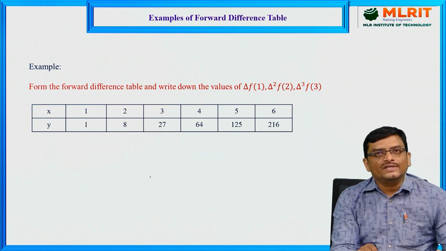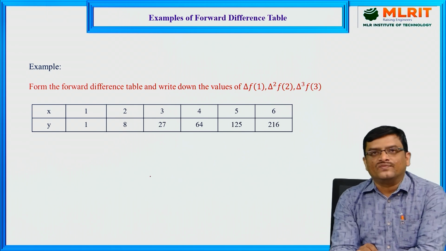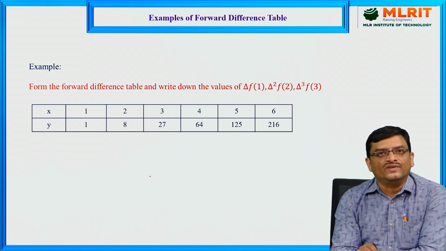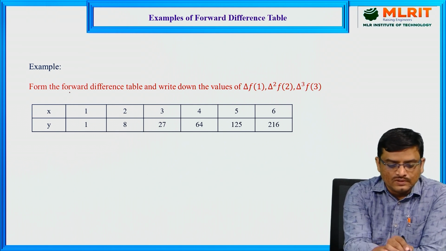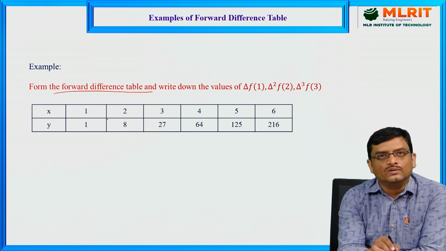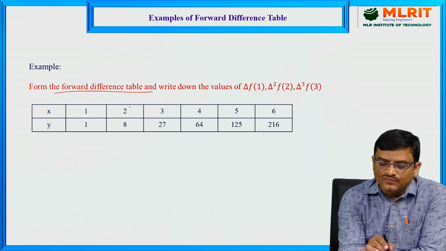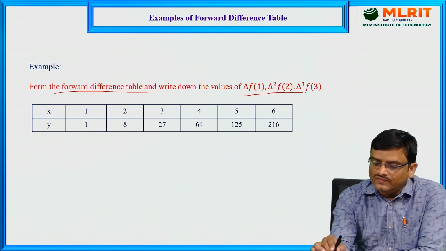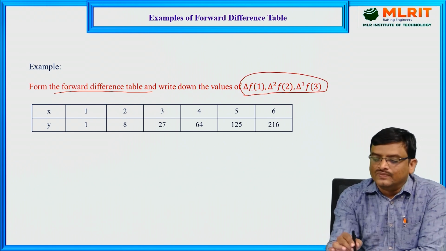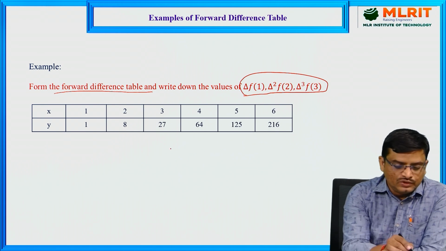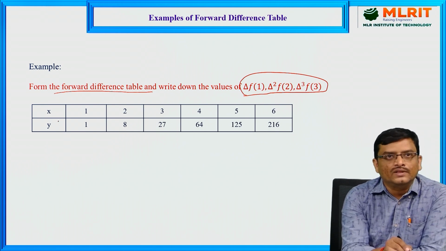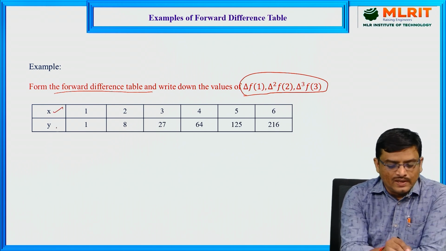So now let us take some examples on the forward difference table, how to construct the forward difference table by taking some examples here. So the first problem is, we have to form a forward difference table, and after constructing that forward difference table, these are the values we have to find from the forward difference table. So this is the data given in the problem, x values and y values.